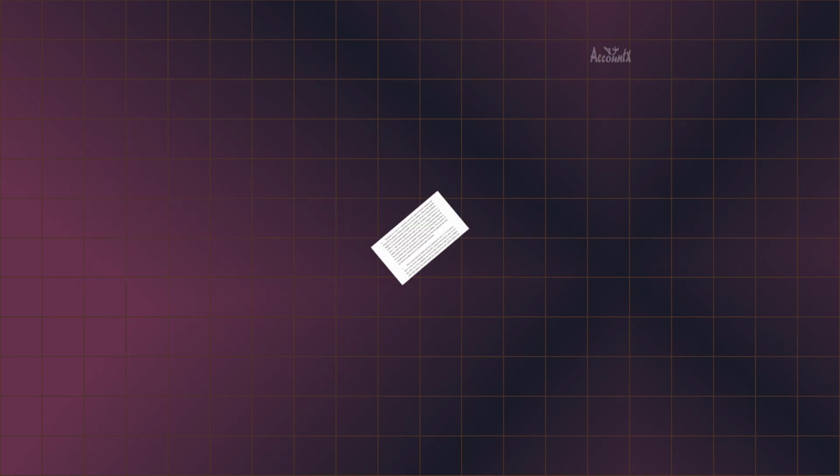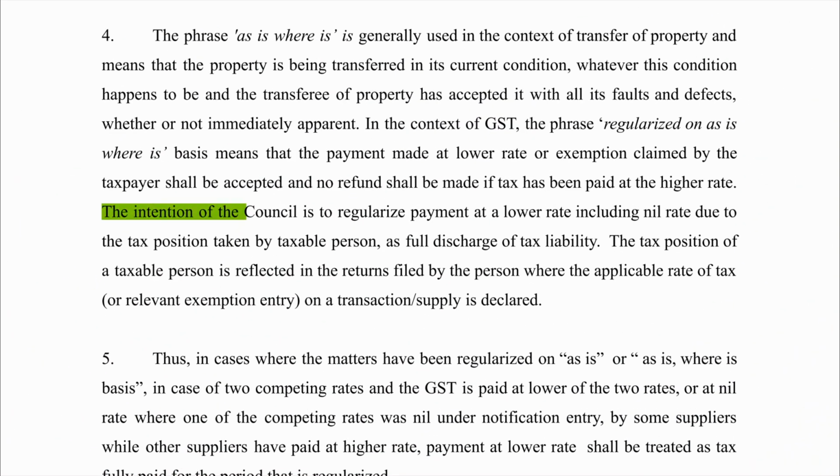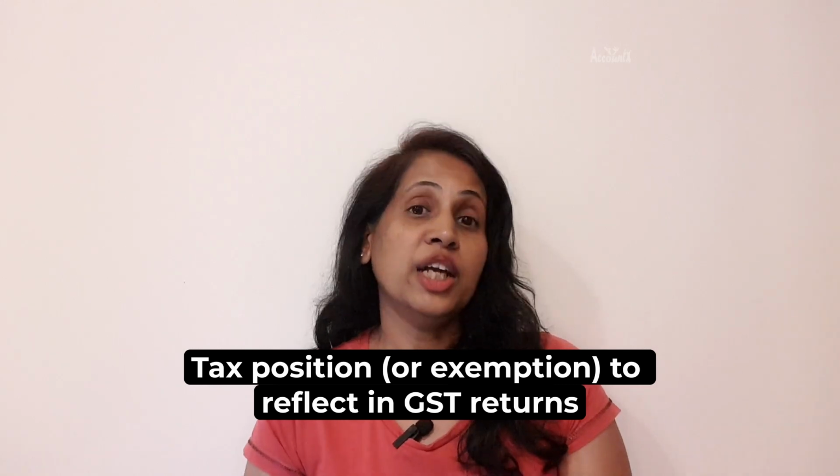Why no refund? As per the circular, the intention is to accept transactions on the basis of tax position taken by taxpayers. That is, if you think 5% GST is applicable, then you have to pay 5% GST. But if someone else thinks 18% is applicable, then that person is made to pay 18% GST, so there's no refund. Another important thing that you need to remember is this tax position that you take or the exemption that you claim, it should reflect in the GST returns that you file.